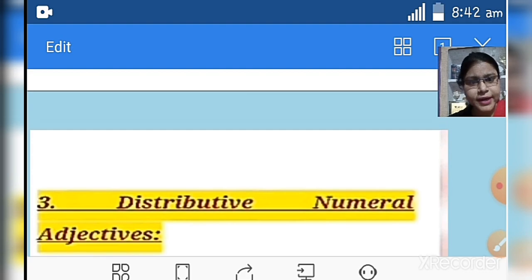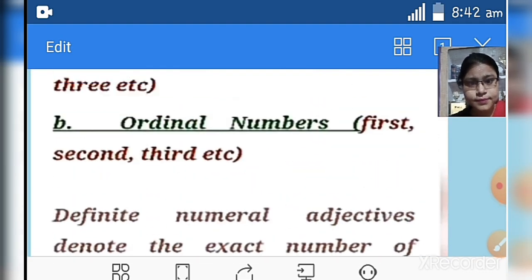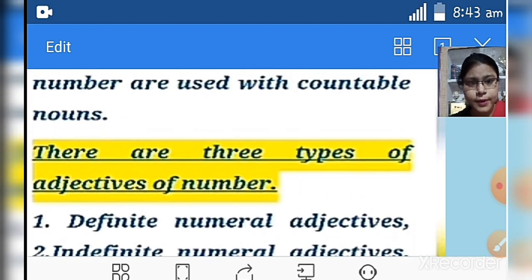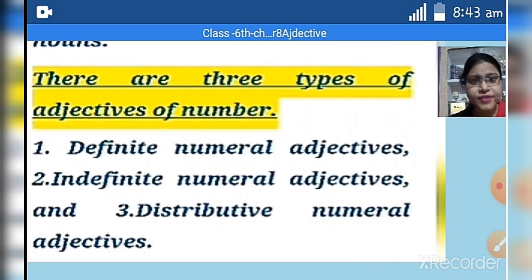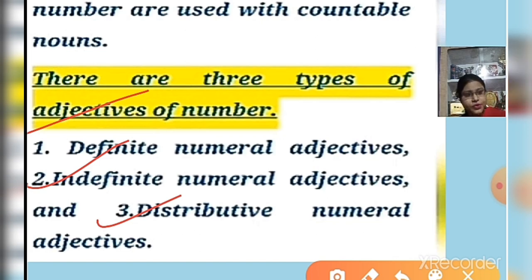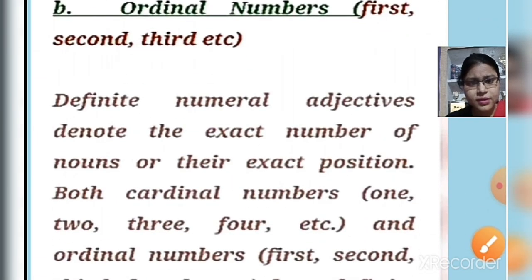So I hope that, let me open the page. Yeah. These three types of adjective of number, which are definite numeral, indefinite numeral, and distributive numeral adjectives, are clear to you. Always keep in your mind that in adjective of number these three types will come. Clear? Okay, then we will be proceeding to the next point.